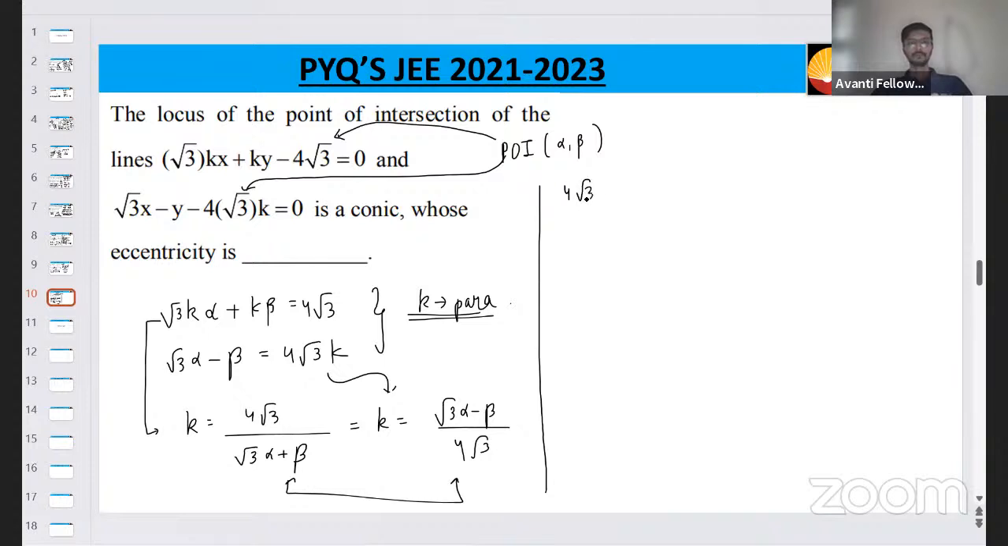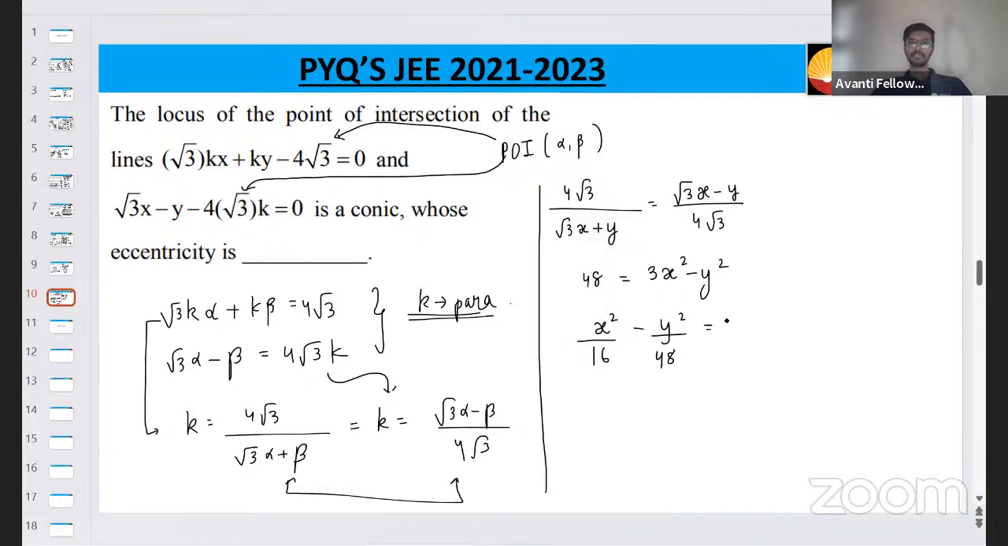That means 4 root 3 upon root 3 alpha, and now I am using x and y. So root 3x plus y, because in the last step of locus we substitute x in place of alpha and y in place of beta, upon 4 root 3. If we cross multiply, we'll get 16 threes are 48, equal to a square minus b square. That means the hyperbola we got is x square upon 16 minus y square upon 48 is equal to 1. Right.